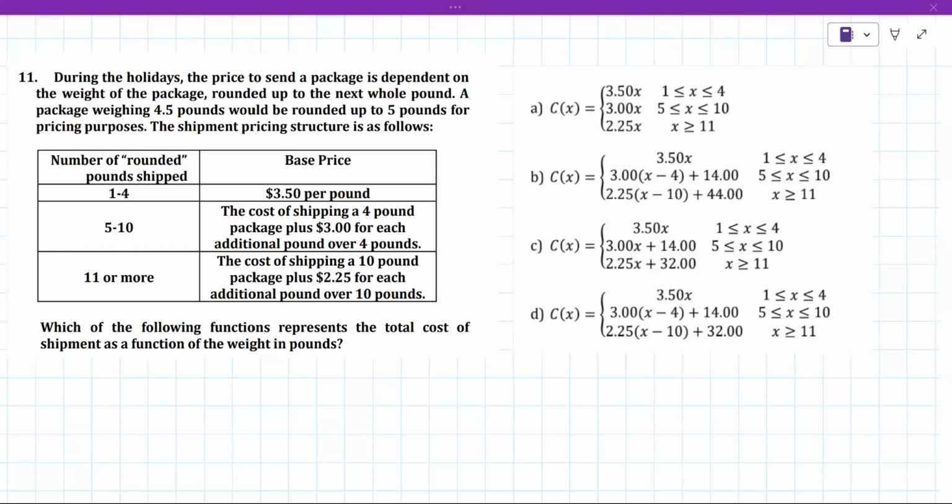During the holidays, the first 4 pounds cost $3.50 per pound. A package weighing 4.5 pounds would be rounded up to 5 pounds. So the idea there is that that's a break point, anything bigger than 4. That's not really spelled out here, but anyway, okay. Oh, they're saying they would internally round it up to that.